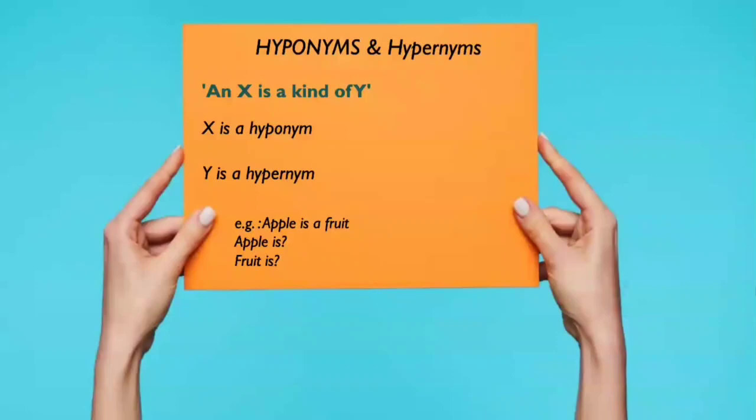So, to sum it up, we say an X is a kind of Y. X is a hyponym and Y is a hypernym. In the sentence, apple is a fruit, apple is a hyponym and fruit is a hypernym.